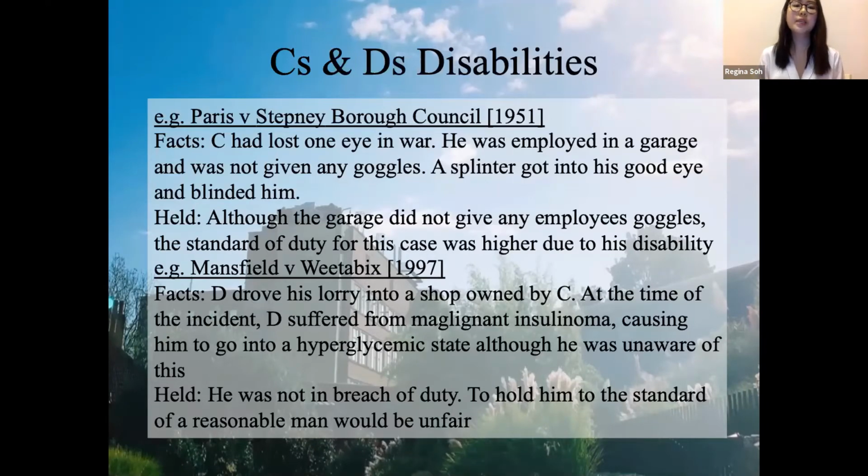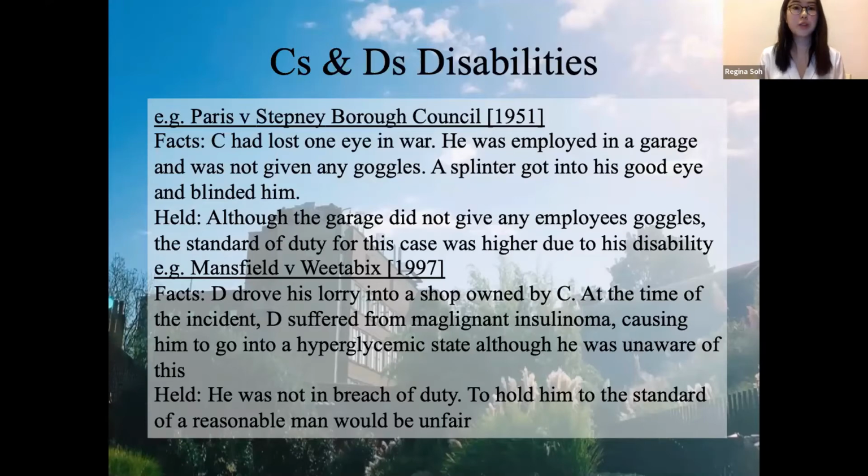So in this case, the claimant had lost one eye in war, and he was employed in the garage and was not given any goggles. So a splinter got into his good eye, and then it blinded him. So now he's completely blind because of the accident.